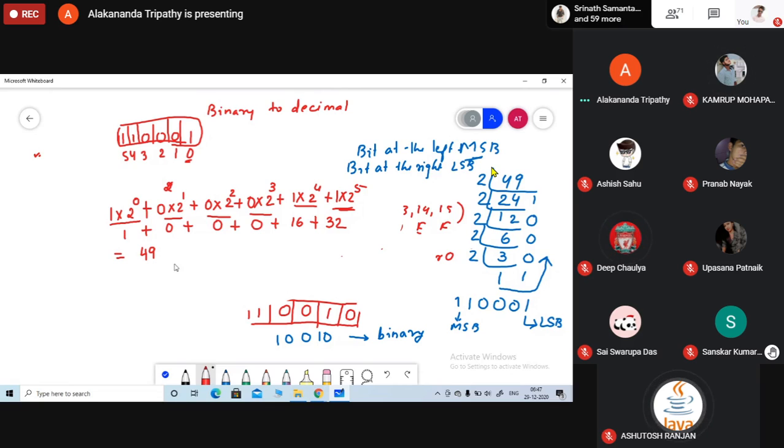Okay. So I am giving you another question. Just convert. This one is my binary number. Find out the decimal value. Do this one.